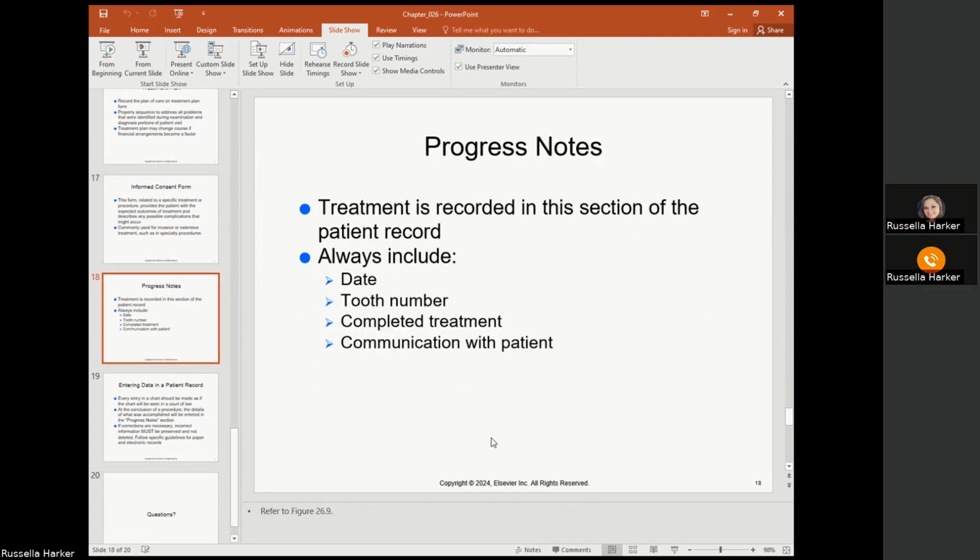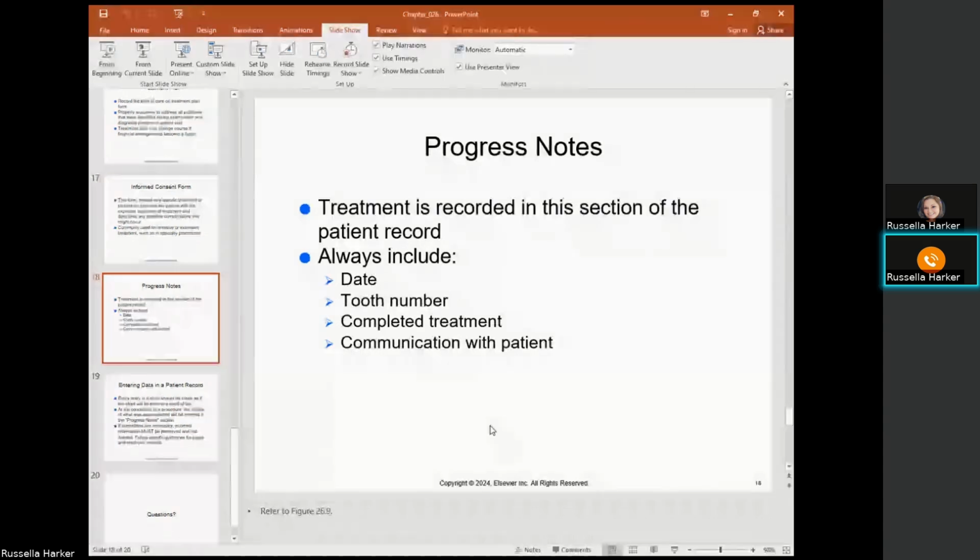With progress notes, the treatment is recorded in this section of the patient record. Anytime communication takes place with the patient, with anyone contributing to their care, or at the completion of a procedure, the details are entered in the progress notes section. Specific information that should be included is the date that shows the month, day, and year of the treatment or communication. The tooth number, if a specific tooth is being treated or discussed, should be indicated by the number in this section, and the information that allows faster reference for previous appointments. The treatment and the communication that you had with the patient.